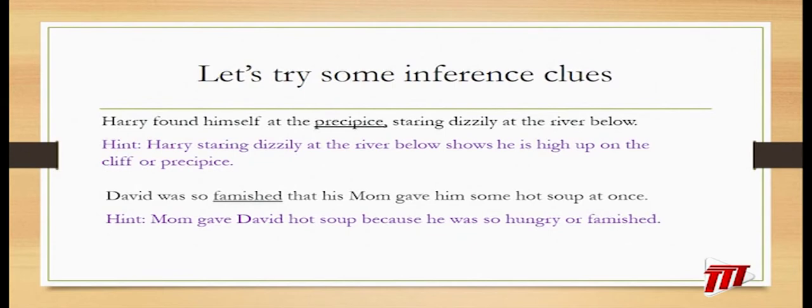David was so famished that his mom gave him some hot soup at once. We may not know what the word famished means, but we could decipher the meaning based on the words in the sentence. So David is something, he's famished. What does that mean? And in the same breath, his mom gives him some hot soup. So she gives him something to eat, and she gave it to him at once.